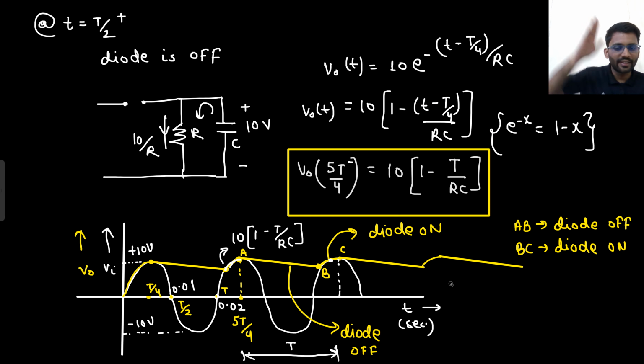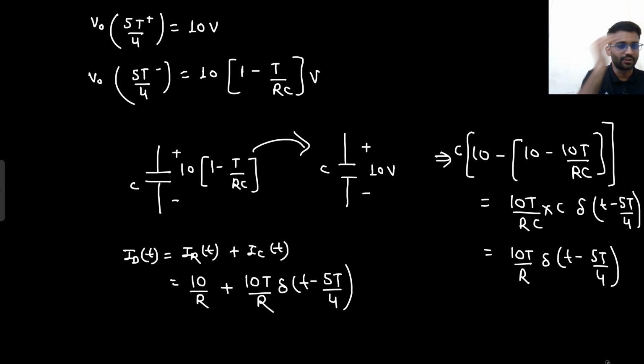When the diode is off, this would be the capacitor voltage equation, or output voltage equation. Then we linearize it and found the voltage at 5T by 4 minus, which was 10 into 1 minus T by RC. And suddenly it is rising up to 10 volt. It is not truly sudden, since the rise is like a sinusoid, but you can call it sudden because that is happening in very little time. So the rise is from 10 into 1 minus T by RC to 10 volt.